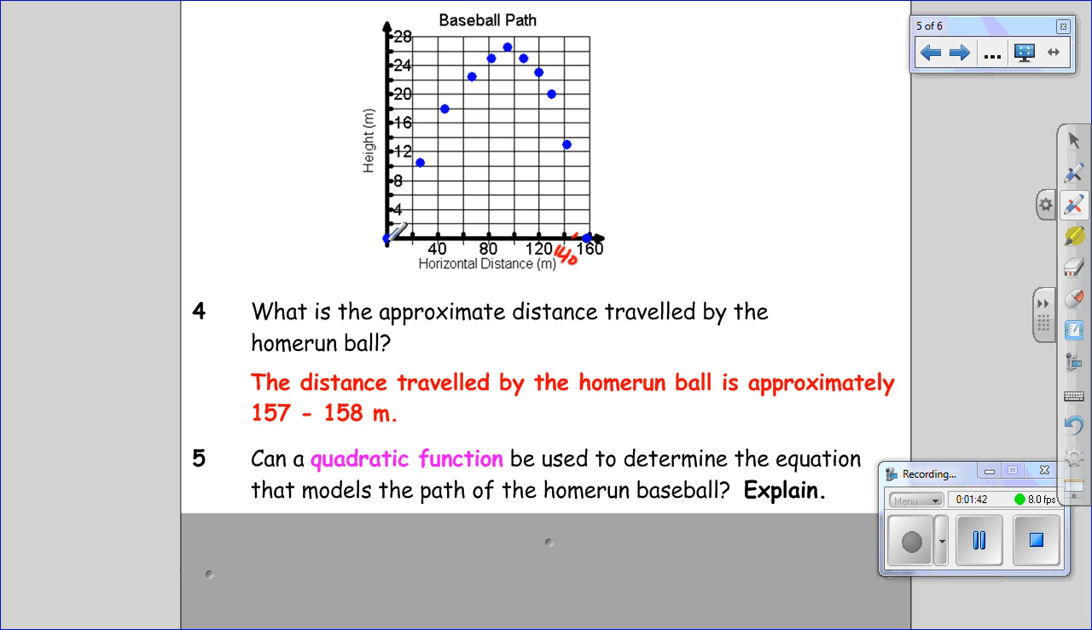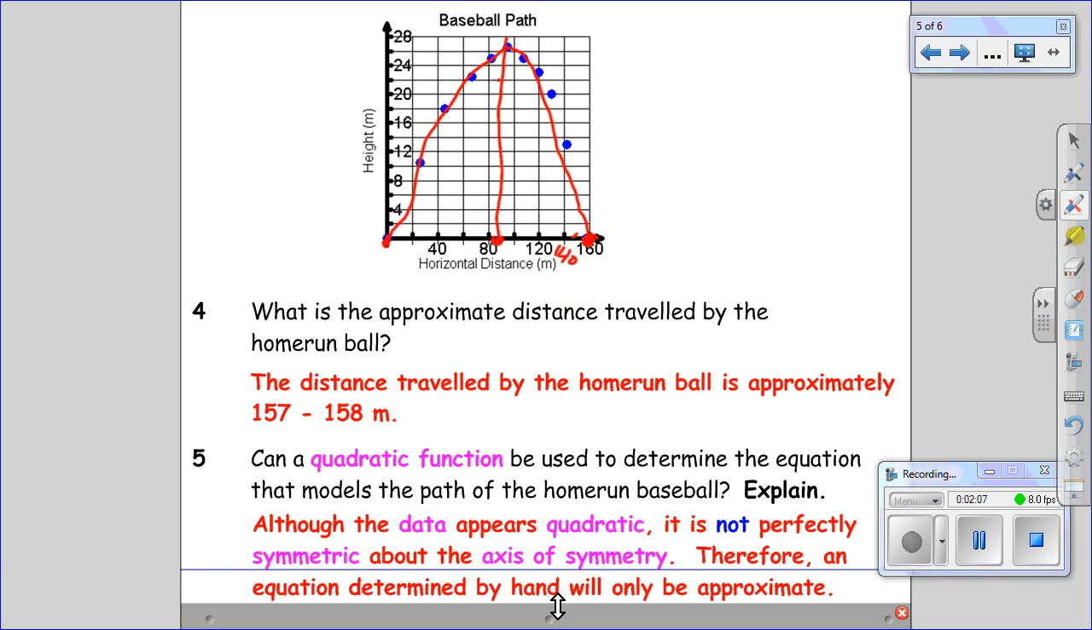The last thing I want to know is, can I model this using a quadratic function? Does it look like a quadratic function that opens down? It does. Is it perfectly symmetric? No. If I draw a vertical line, that's my axis of symmetry. If I compare the distance from the first 0 to the axis of symmetry and the second 0 to the axis of symmetry, it's not perfect, but it's close, and we can create an approximate equation using that data.